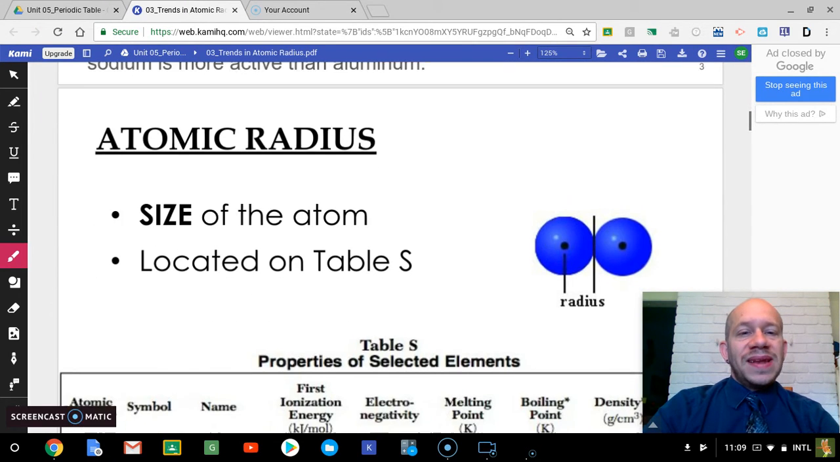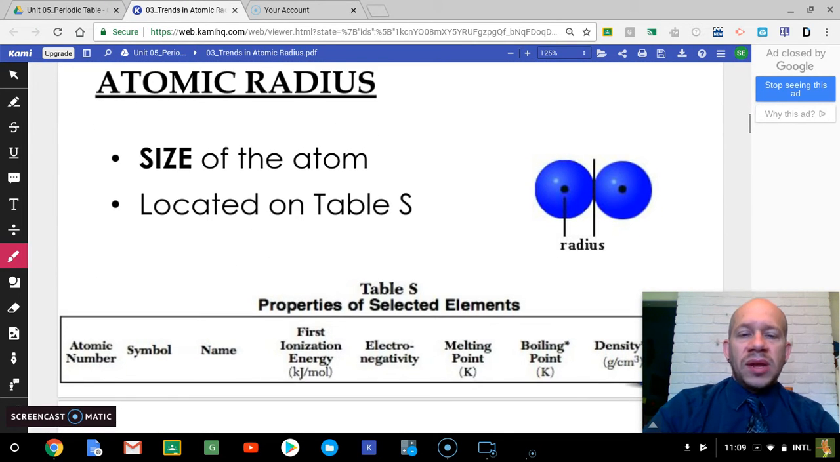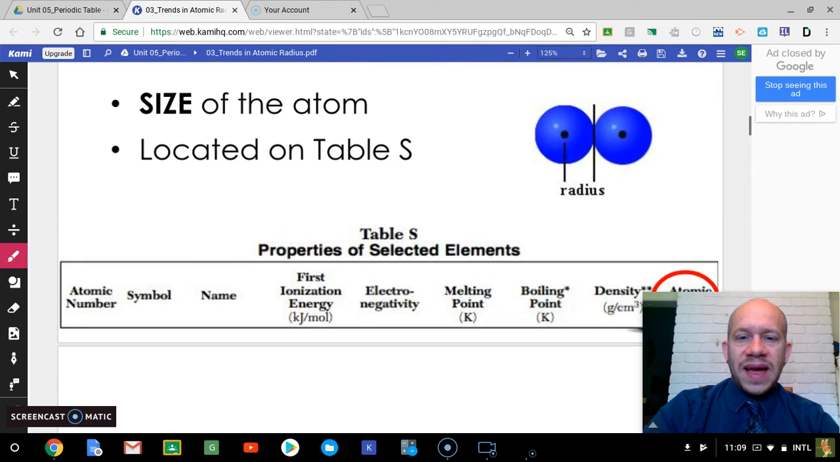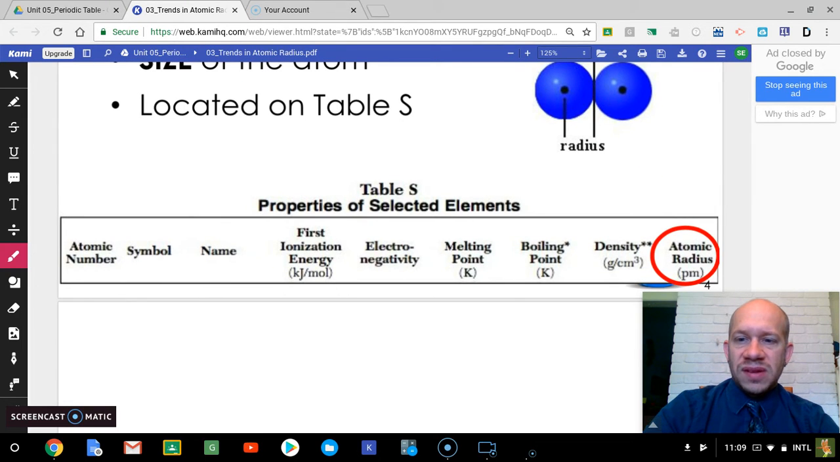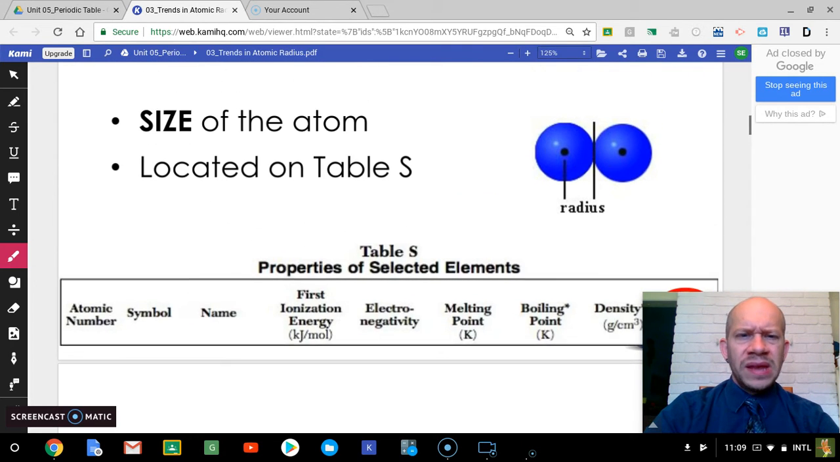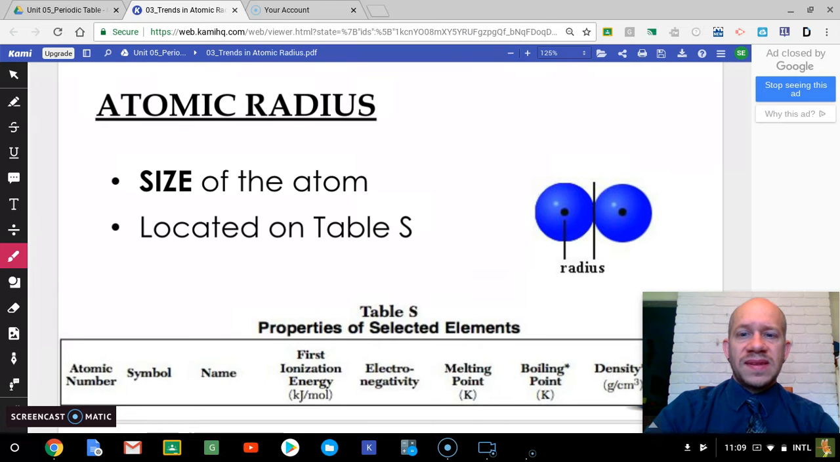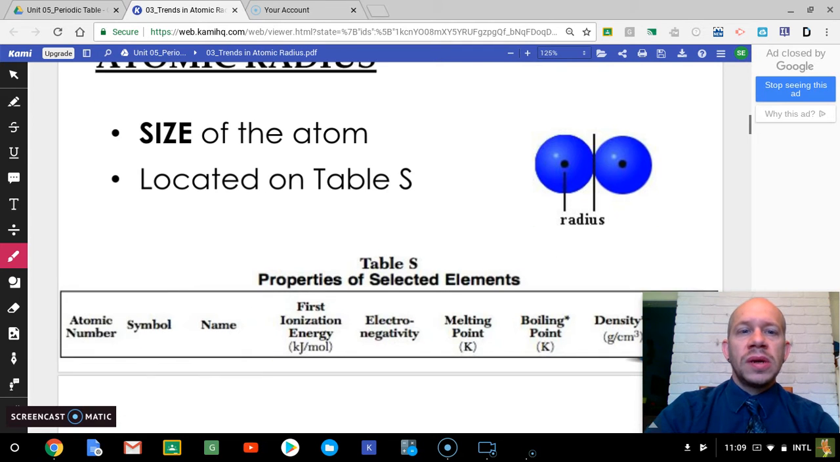So atomic radius is the size of the atom, and you can find these values on Table S. If you look on Table S, you'll see the very last column on the right is the atomic radius in picometers. You'll have to look at the tables on the front of your reference table to determine how much smaller than a meter a picometer is. And the radius is measured from the center of the atom to its edge.